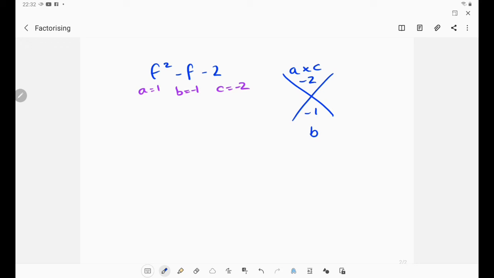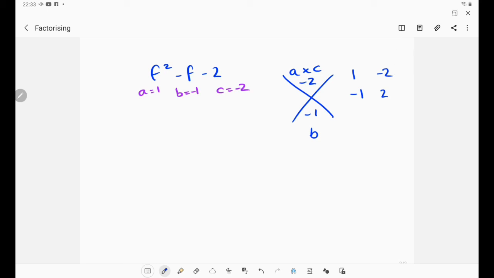What can we get that would multiply to give us minus 2? Now again, we're in that strange situation where we've got a negative in there that we didn't. So, what multiplies to give you negative 2? So you could have 1 times 2 gives you the 2. And for it to be negative, we need one of those to be negative. So we're either going to have 1 times minus 2 or minus 1 times positive 2.